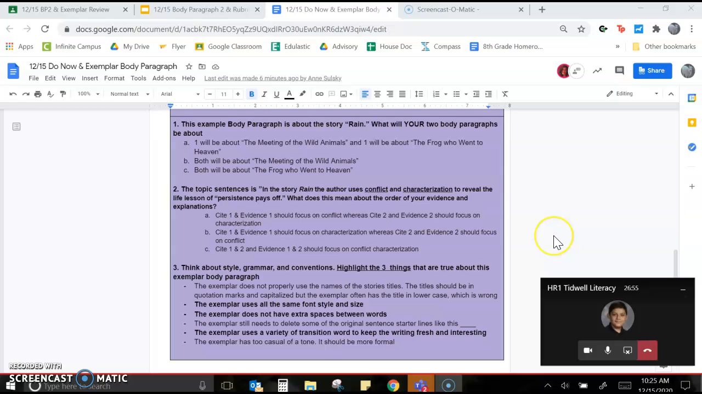Number two, the topic sentence is: in the story Rain, the author uses conflict and characterization to reveal the life lesson of persistence pays off. What does this mean about the order of your evidence and explanation? A, Cite 1 and Evidence 1 should focus on conflict, whereas Cite 2 and Evidence 2 should focus on characterization. B, Cite 1 and Evidence 1 should focus on characterization, whereas Cite 2 and Evidence 2 should focus on conflict. Or C, Cite 1 and 2 and Evidence 1 and 2 should focus on conflict characterization. So let's drop our answer in the chat and get some hands up.